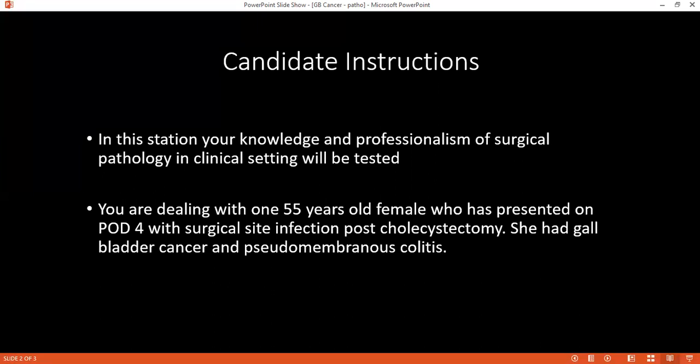Candidate instructions: in this station, your knowledge and professionalism of surgical pathology in a clinical setting will be tested. You are dealing with a 55-year-old female who has presented on postoperative day 4 with surgical site infection post cholecystectomy. She had gallbladder cancer and pseudomembranous colitis. Can you tell me the most common cause of gallbladder carcinoma in the UK?